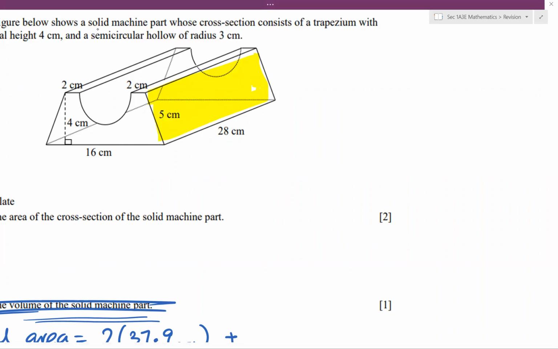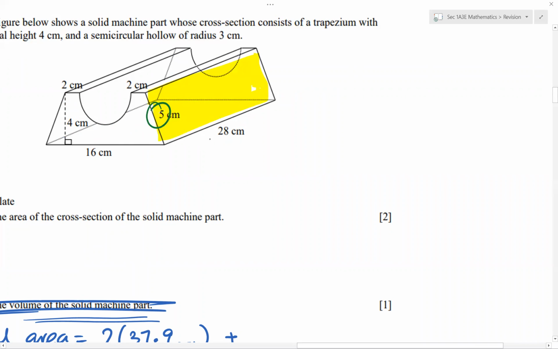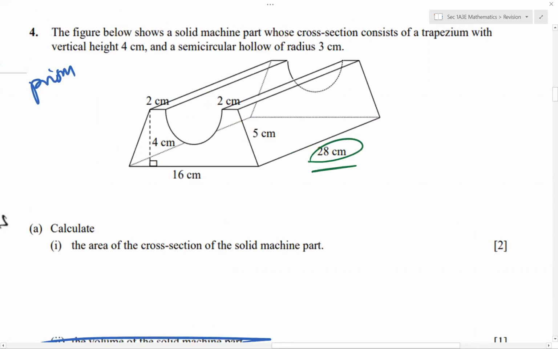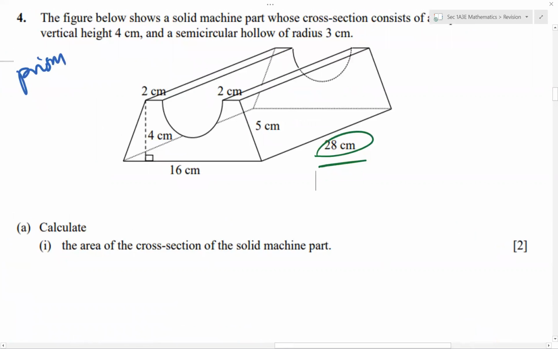We are going to take 5 multiplied by 28. How are we going to find the next area? For example, at the bottom, we are going to take 16 multiplied by 28 again. The other slanted surface will again be 5 as well. This surface, again, 5 times 28. The top rectangle, 2 cm times 28. You see the repeated work of multiplying by 28.